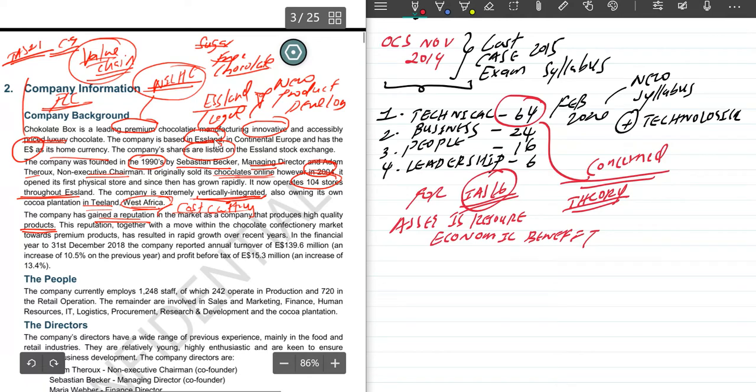This reputation, together with the move of the chocolate confectionery market towards premium product, has resulted in a rapid growth over the recent years. In the financial year to 31st December 2018, the company reported an annual turnover of 139.6 million dollars, which is a 10.5% increase from the previous year, and the profit before tax also an increase of 13.4%.